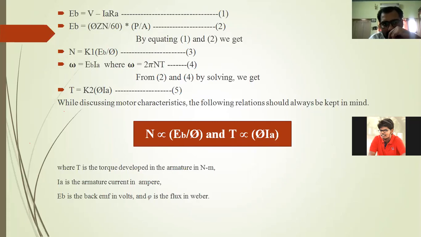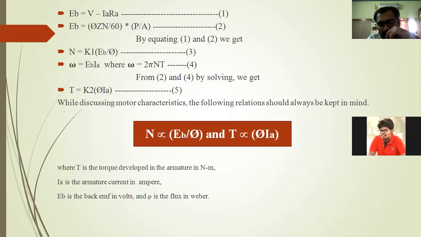If we consider this K2 as a proportionality constant, then the torque depends upon the product of flux and the armature current. So tau is directly proportional to phi IA. I have highlighted these two things, where K1 is a proportionality constant. So N is directly proportional to EB by phi, and the torque is directly proportional to phi IA.